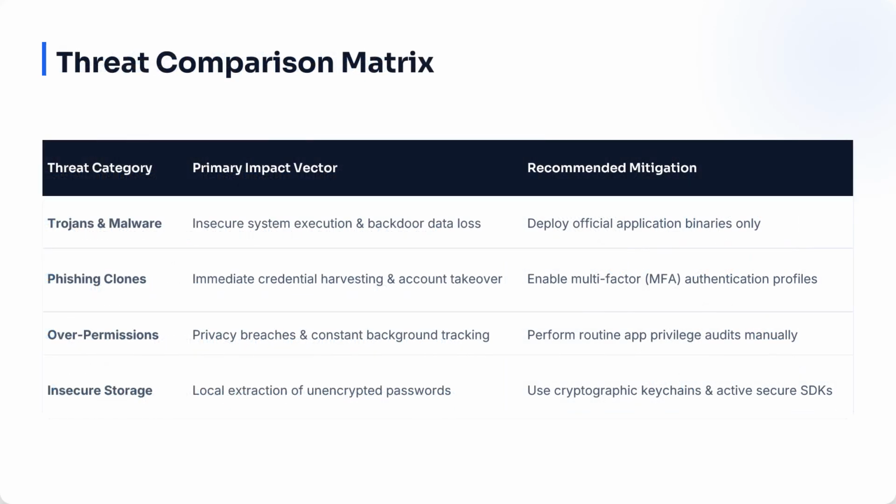To tie everything we have talked about together, let's look at the comparison matrix. It maps out the threats from Trojans to insecure storage alongside their primary impacts and, most importantly, how to mitigate them. If we take away only one lesson from this matrix, let it be this. Cyber defense is a combination of smart habits like auditing permissions and using official, verified software binaries.